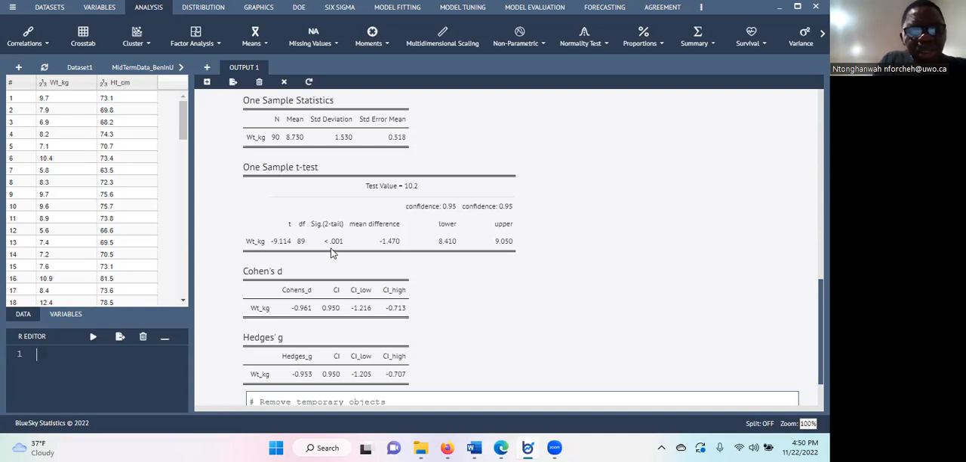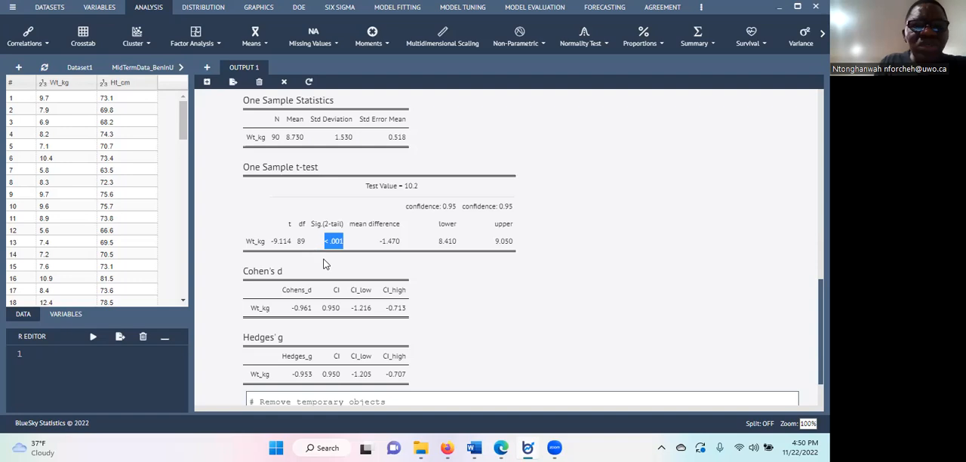So in here, the p-value is less than 0.001. Now, what is the p-value again? The p-value, in very layman's terms, is the probability that the null hypothesis is true. What's our null hypothesis? Our null hypothesis is that the population mean is 10.2 kilograms.